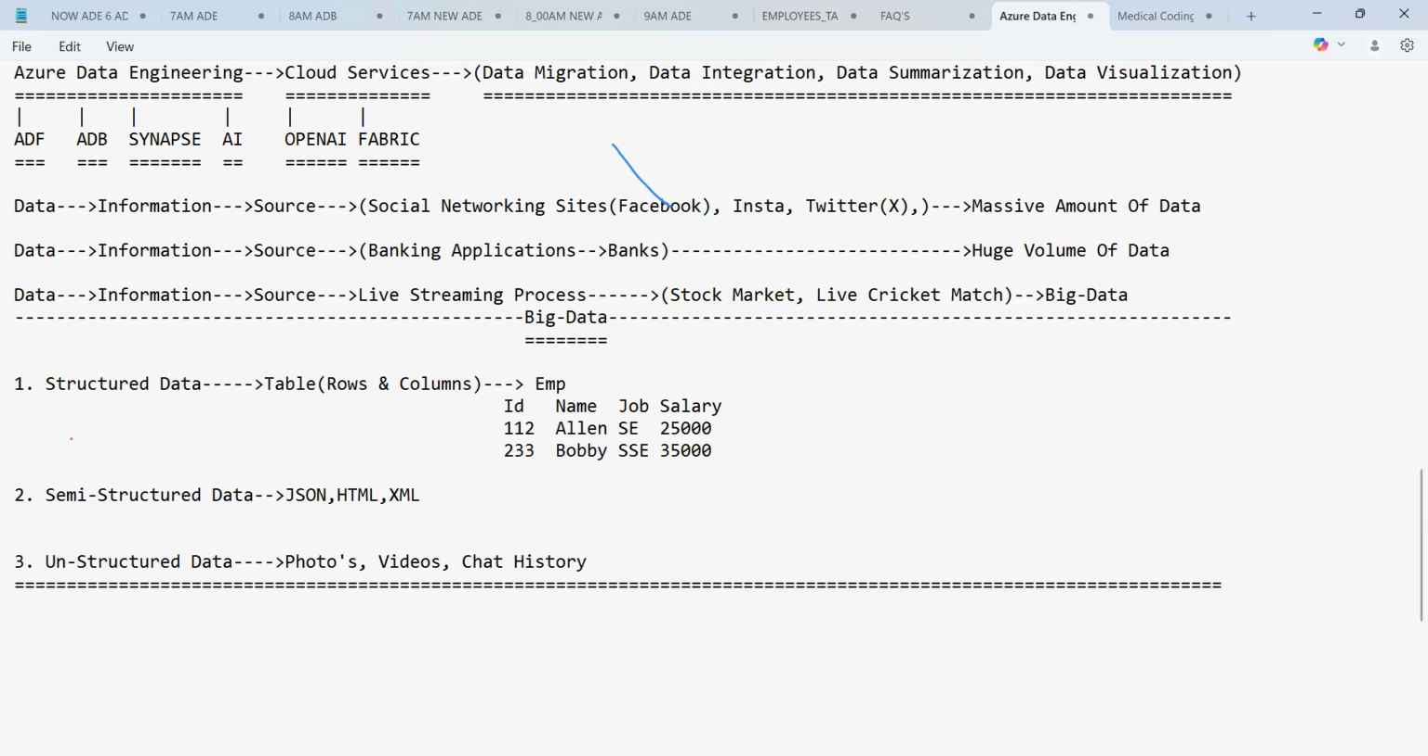So these are the three categories of data we have: structured, semi-structured, and unstructured. That's it. So as a data engineer, we will be dealing with structured data, semi-structured data, as well as unstructured data. Any kind of data we can have.